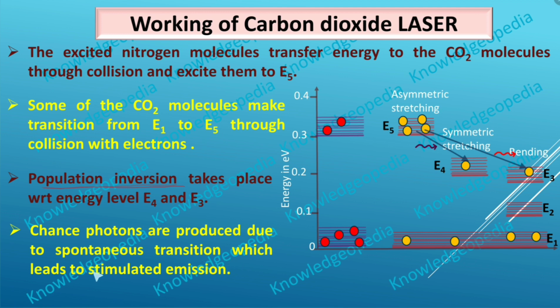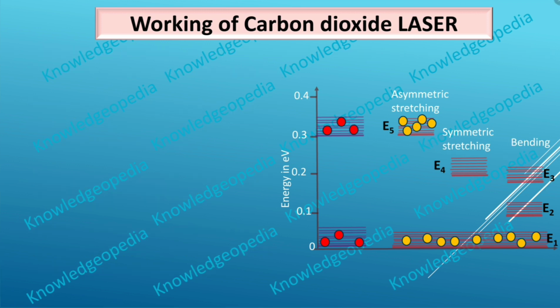And the result of this stimulated emission is that the intensity of the photons will be very high and we will get a high intense output. Thus, because of this stimulated emission, we are getting very high intense outputs, but we are getting two types of photons. One because of the transition from E5 to E4, and the second one is due to the transition from E5 to E3. Thus finally what we have seen, there are two types of radiations coming as output.